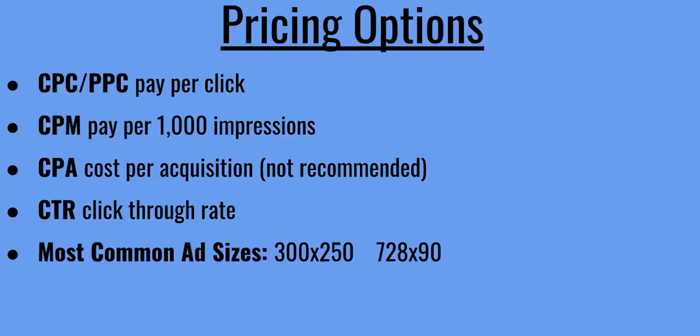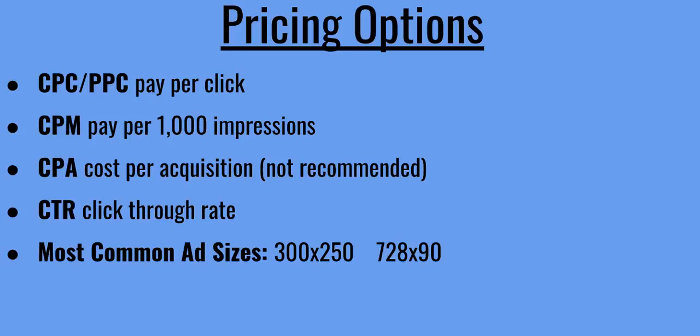So right now we're going to discuss the different pricing options that you're going to come across for buying media on different websites. The first one here is the CPC or PPC, and that's cost per click or pay per click. That's just what they're charging you for every click that happens.